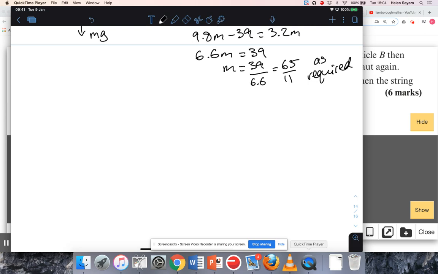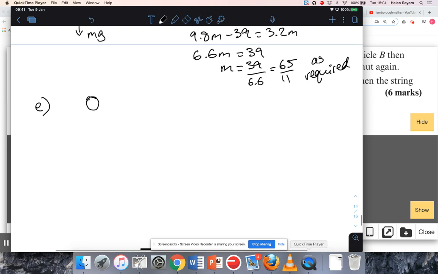So this is part E, isn't it? Okay, so what is going to happen? So there's my pulley. Let's think about what's going to happen to those two particles. A is going to fall until it hits the ground, and we know that that's 2.5 meters. So B is going to go up 2.5 meters.